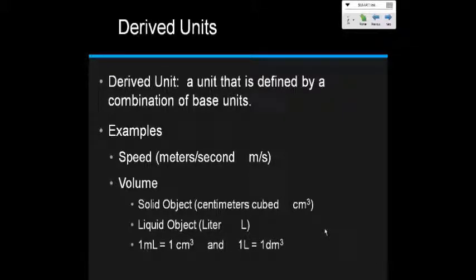Now, if you have a liquid object, you use liters. Now that in itself is not a derived unit, but I just wanted to make sure you knew that solid objects were going to be centimeters cubed, liquid objects were going to be liters or milliliters. But you do need to know down here that 1 milliliter equals 1 centimeters cubed. You need to realize that those can be used back and forth. And then 1 liter equals 1 decimeter cubed. So please know those two equalities so that you're not confused if we switch that up every once in a while.